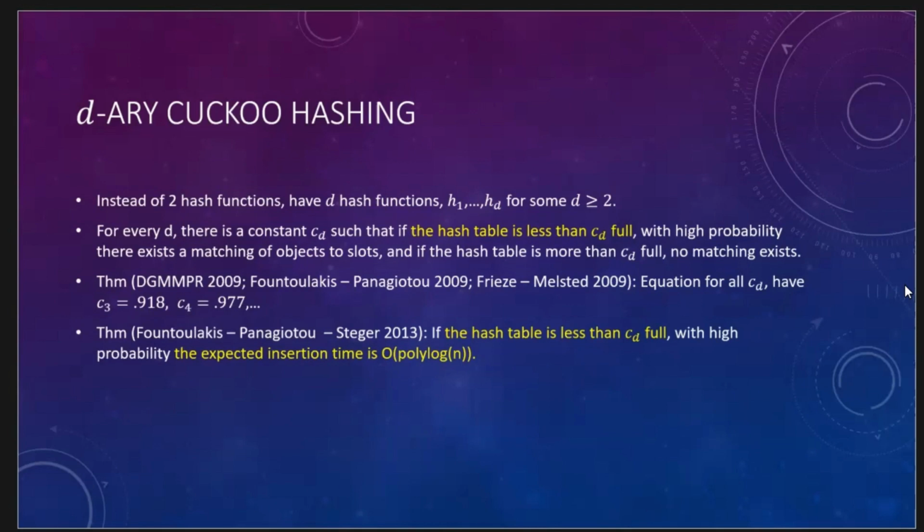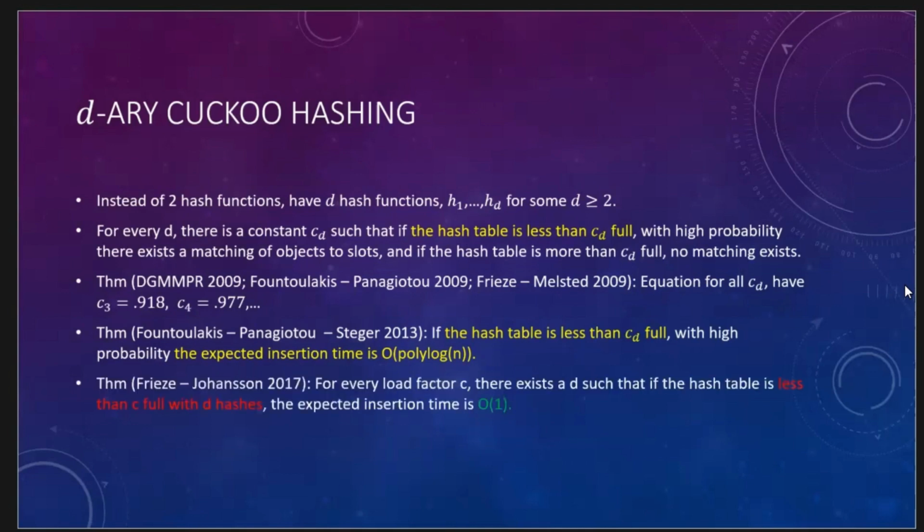But ideally we don't want polylog n. Ideally we want O of 1. Definitely we have at least polylog n, and they have some explicit exponent on the log that's not too big. The first to get O of 1 was, again, my advisor with a former student, for any load factor. So if you say I want my hash table to be 99.9% full, eventually you can increase the number of hashes high enough, some number d that just depends on c, such that the insertion time is then O of 1.